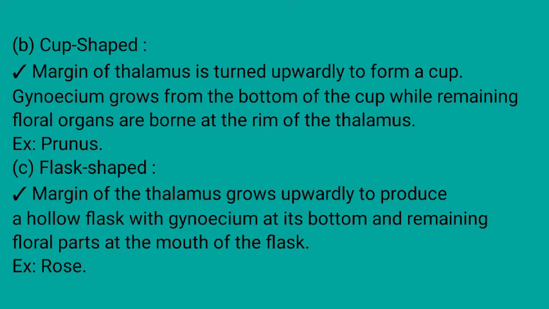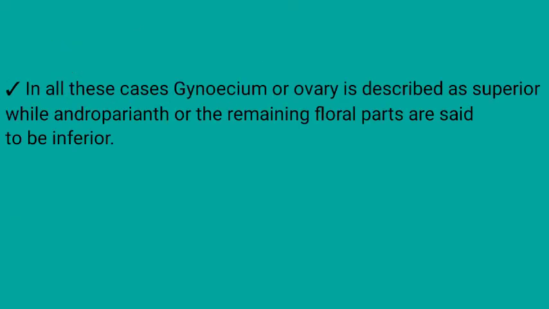Example: rose plant. In all these cases, gynoecium or ovary is described as superior, while androperianth, which means androecium, calyx, and corolla, the remaining floral parts, are said to be superior. That's why these are half inferior or half superior flowers.